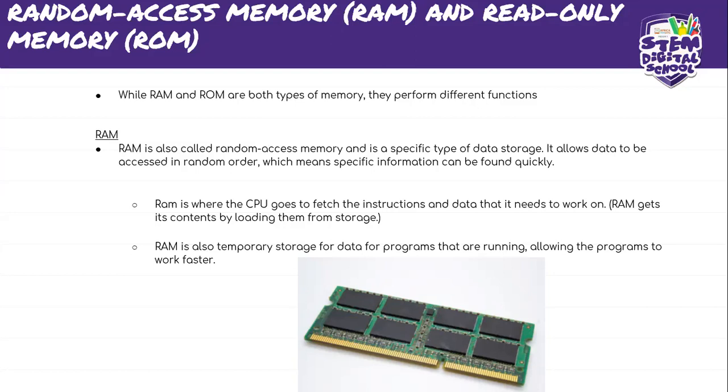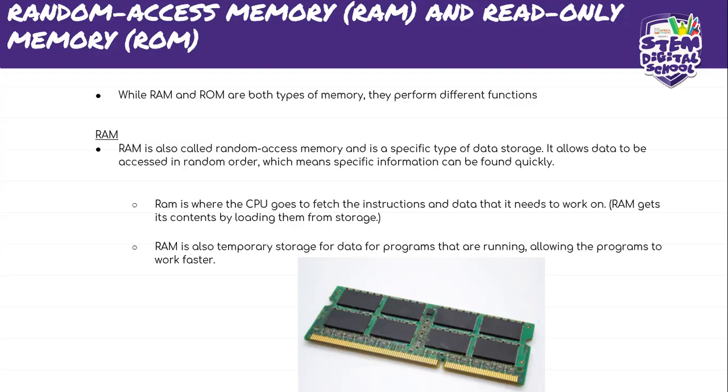Okay, so when you have a program that is running, the data for this program is stored in the RAM. Then the RAM allows the program to work faster. So RAM is helping the program. RAM keeps data. Then while keeping this data, the CPU fetches this instruction and data so that it can work on it.